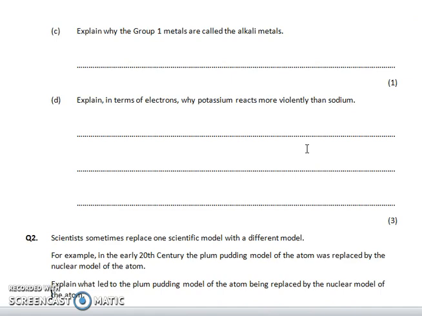Part C, not usually well answered. Explain why they're all called alkali metals. It's not because the metals themselves are alkalis, it's because they react to form an alkaline solution of, for example, sodium hydroxide or lithium hydroxide.